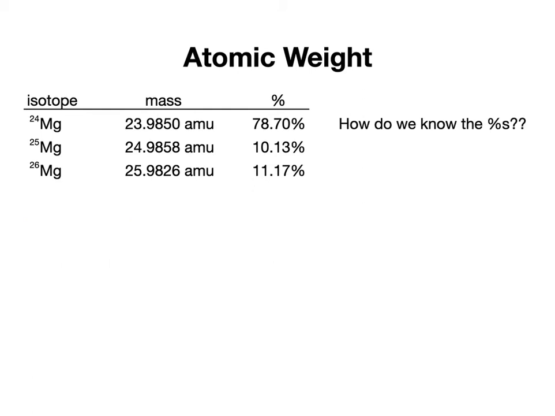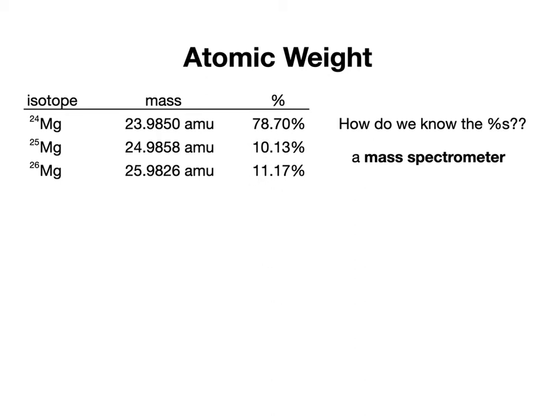Now, let's talk for just a moment about this. How do we know the percents? How do we know these? Well, as a student, you wouldn't necessarily know these. These are measured in the laboratory, right? These are all measured by instrumentation. An instrument called a mass spectrometer. A mass spectrometer is an instrument that gives you the masses of the isotopes and the percentages, okay?